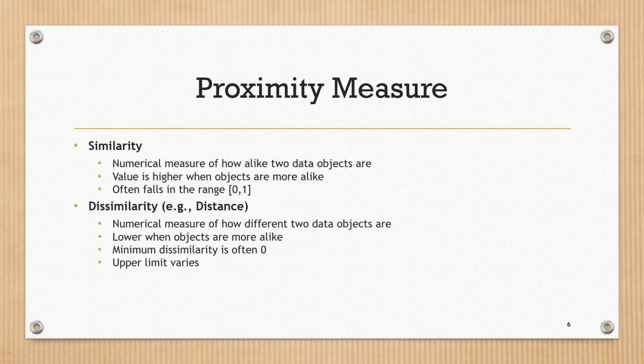A similarity measure for two objects will typically return the value 0 if the objects are unalike. The higher the similarity value, the greater the similarity between objects. Typically, a value of 1 indicates complete similarity. That is, the objects are identical.